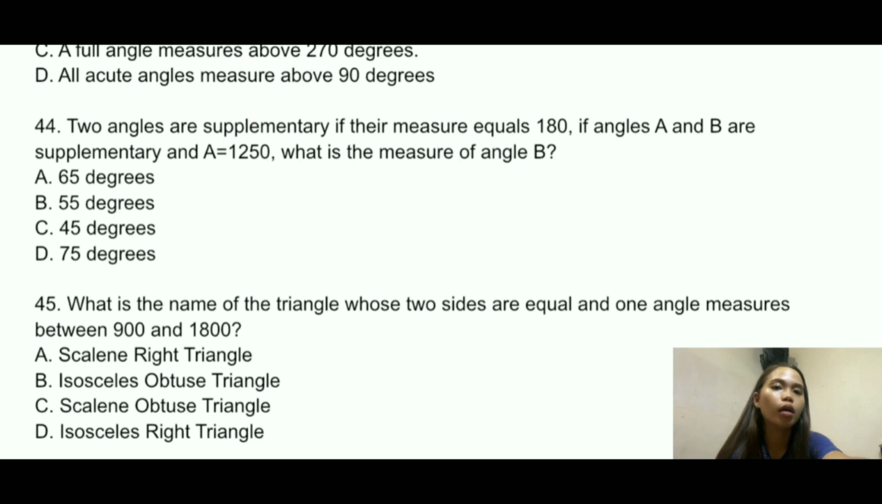And for option D, isosceles right triangle. A right triangle must have one angle exactly 90, not obtuse. So this is incorrect. So the correct answer for number 45 is letter B, isosceles obtuse triangle.